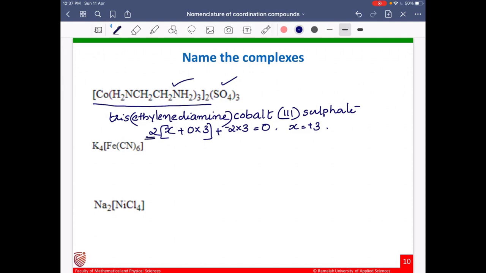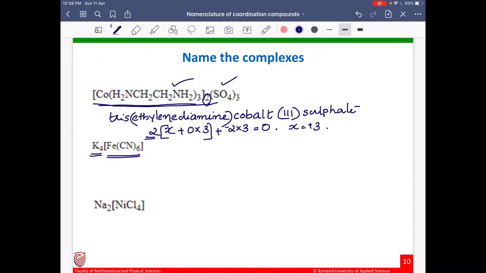Why did we multiply this X plus 0 into 3 with 2? The reason is this complex ion has two numbers, that's why. Next is K4[Fe(CN)6]. Here the complex ion is an anion, and this is the counter ion, which is a cation.